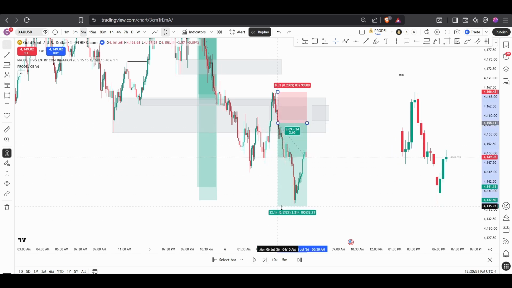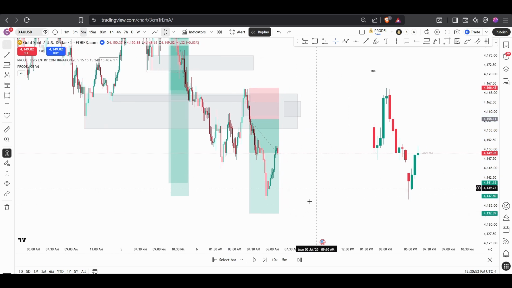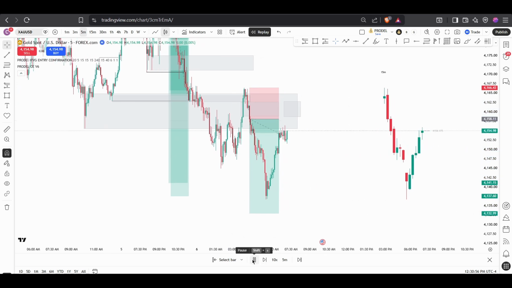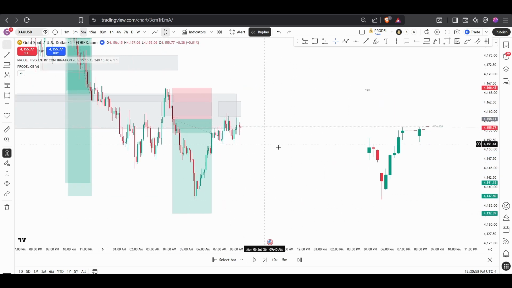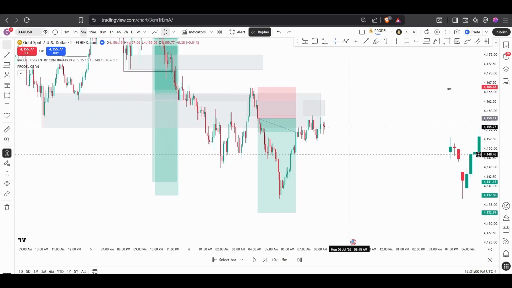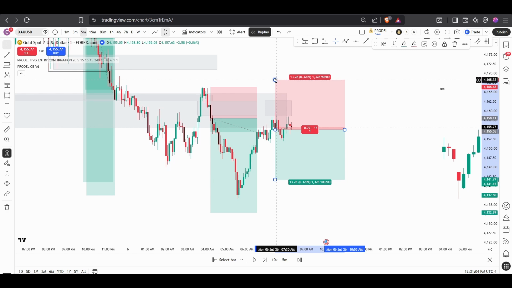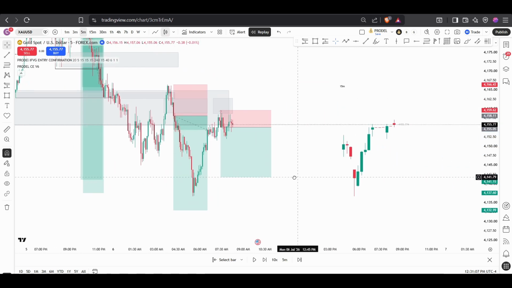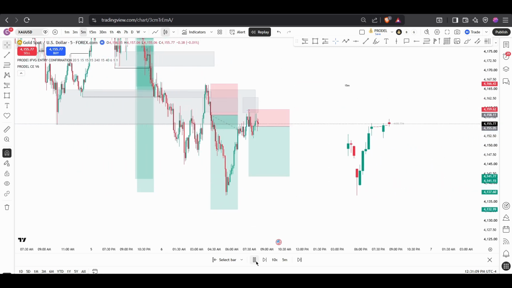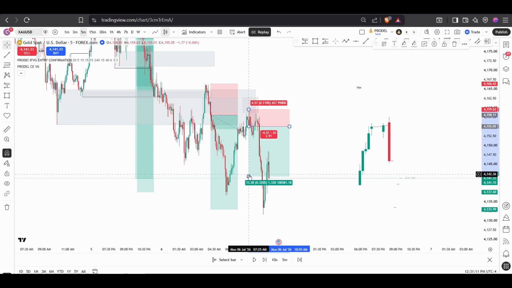This is the 1:3 level, and it again reached this support become resistance level, and it formed another entry confirmation here at this level. And let's see, yeah, it goes like this.